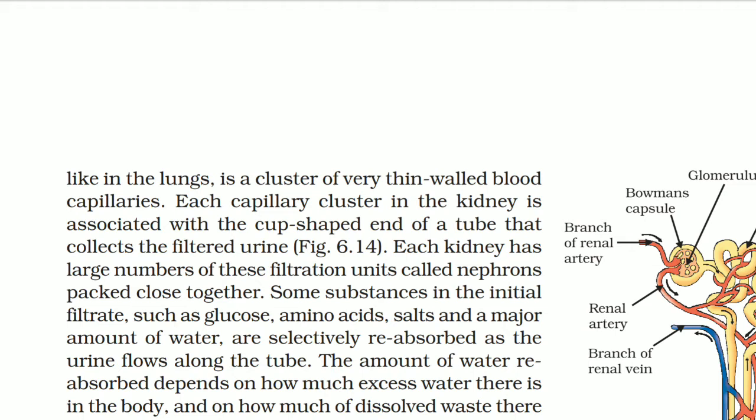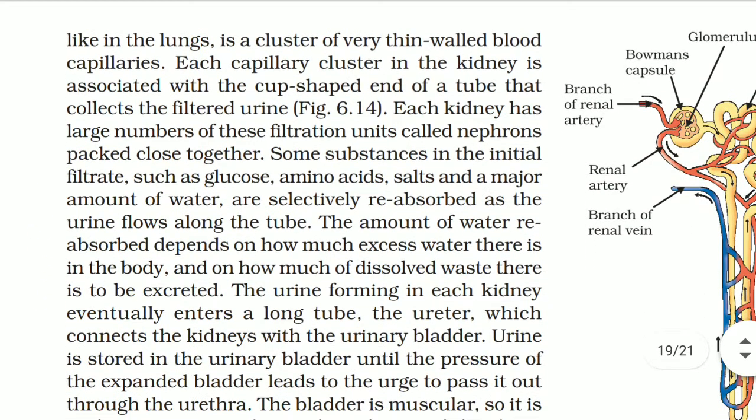Each kidney has a large number of filtration units called nephrons packed close together. Some substances in the initial filtrate, such as glucose, amino acids, salts, and a major amount of water, are selectively reabsorbed as the urine flows along the tube. The amount of water reabsorbed depends on how much excess water is there in the body and on how much dissolved waste there is to be excreted.